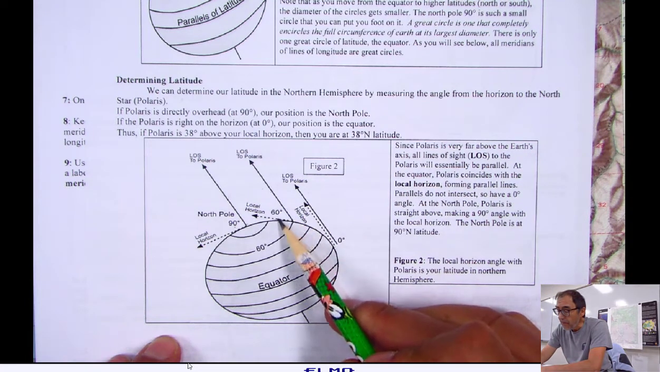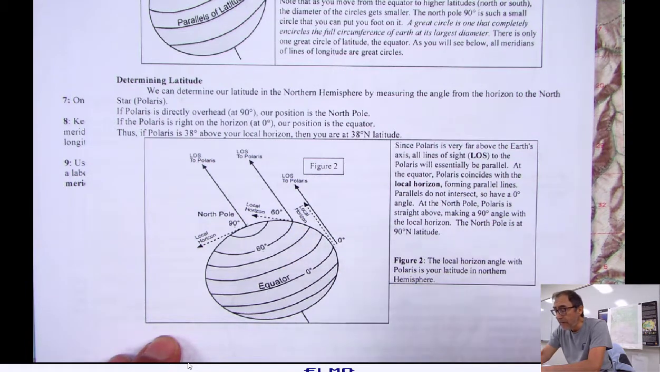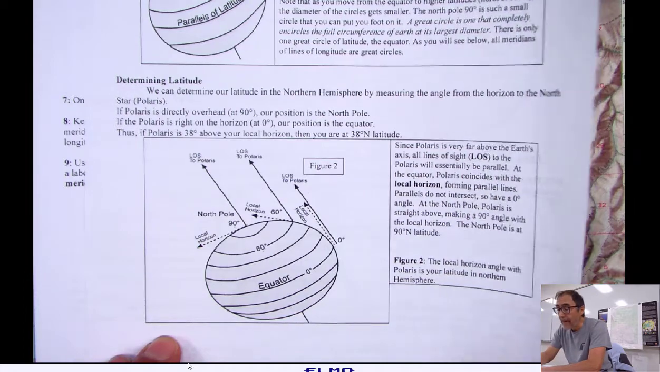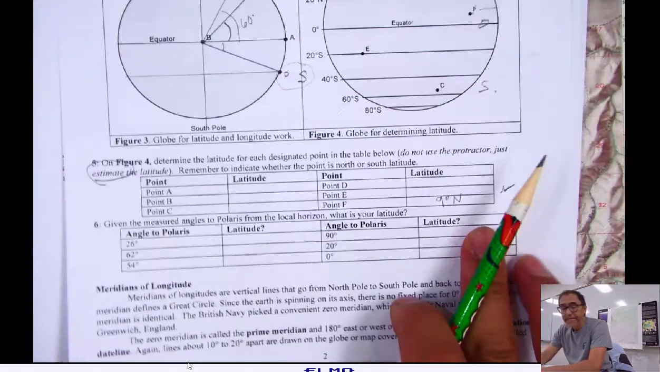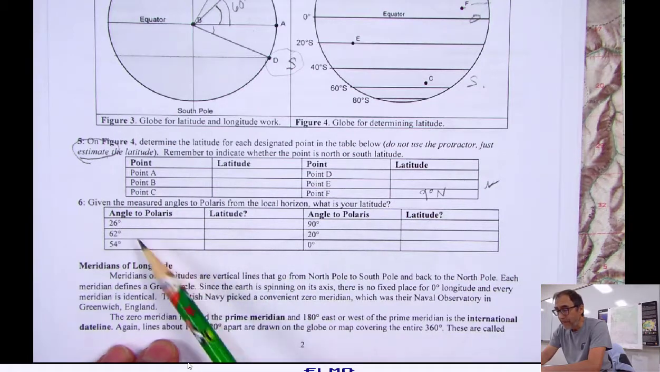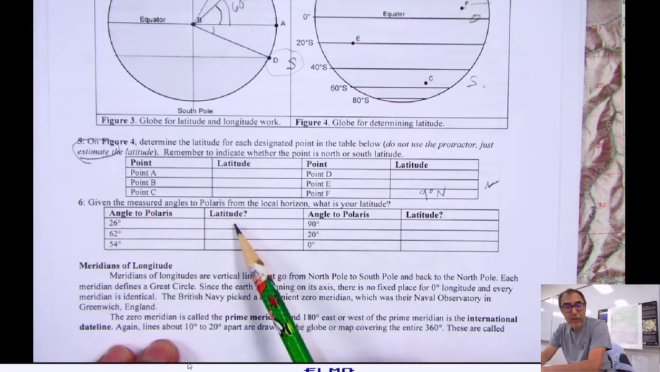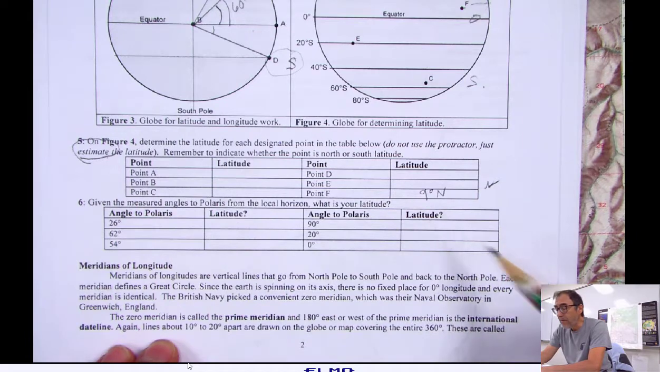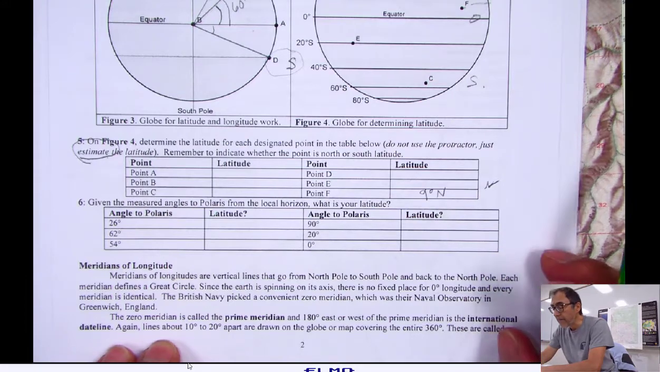So if you're measuring an angle of 60, you're at 60. Essentially, the angle that you measure is your latitude. So this is kind of a redundant question, because if you measure 26, you're 26 degrees north, right? Remember, you can only see the North Star if you're north of the equator. In the southern hemisphere, we use the Southern Cross, right?